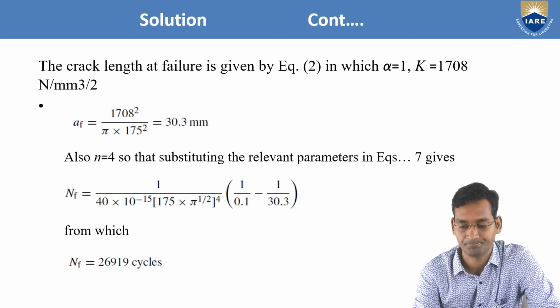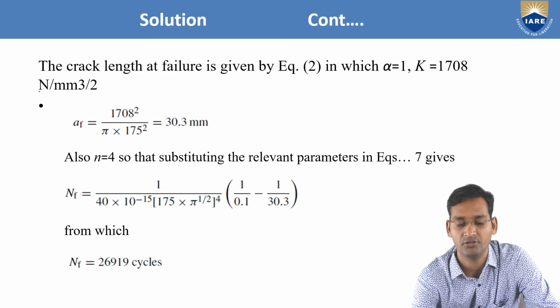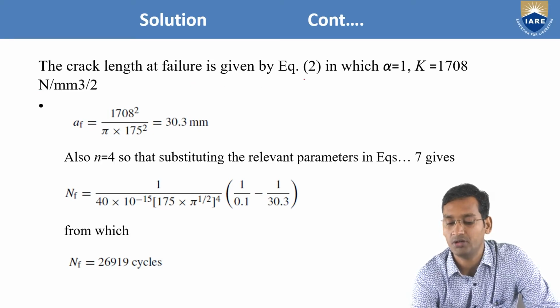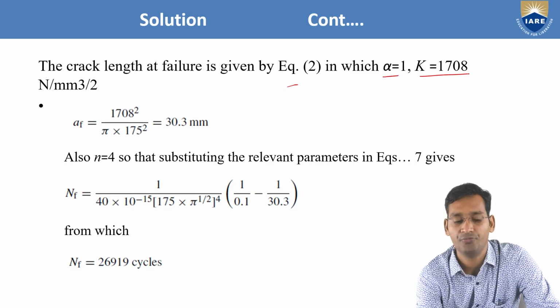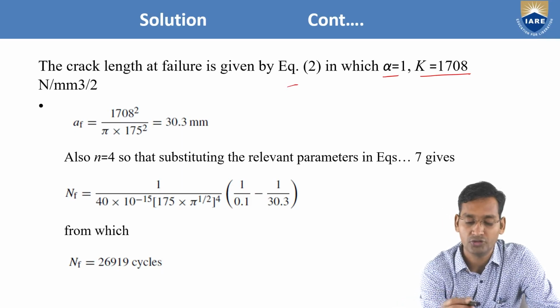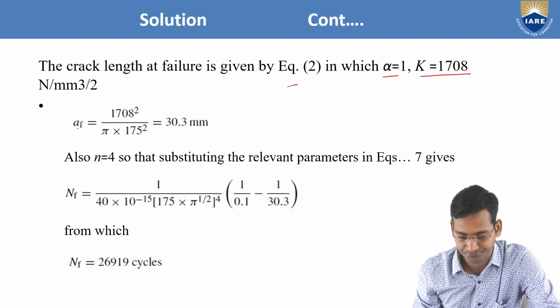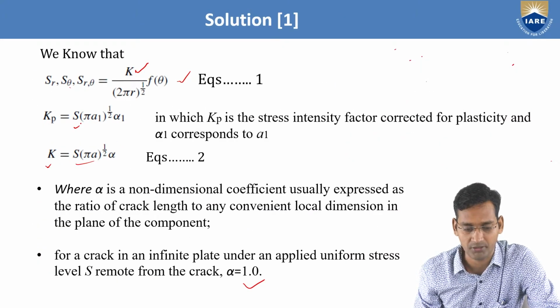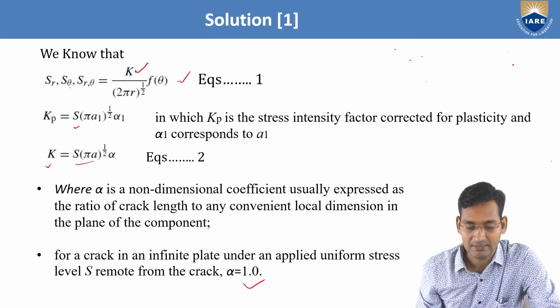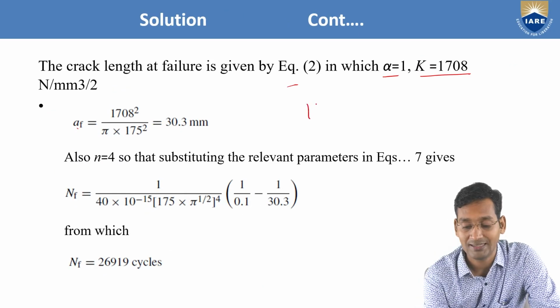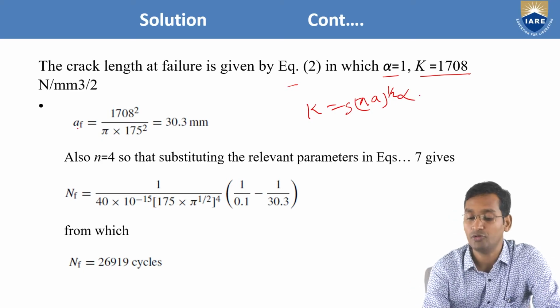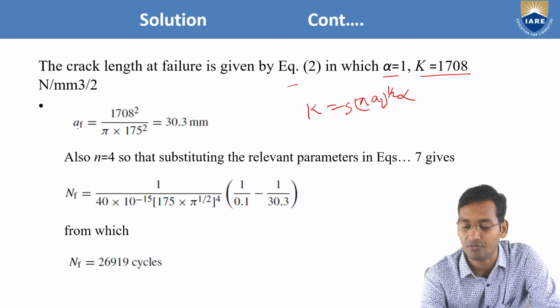Okay. Now come to the question, whatever is given. The crack length at failure is given. Just now we derived this one, where alpha equals 1 and K is given as 1708 Newton per mm power 3 by 2. So now the Af formula. What was the Af formula? Just see from here, right? We have the formula K equals S pi a power half, times alpha. Here S is there, here alpha is there. Here we have to find Af, so for final, just take Af.